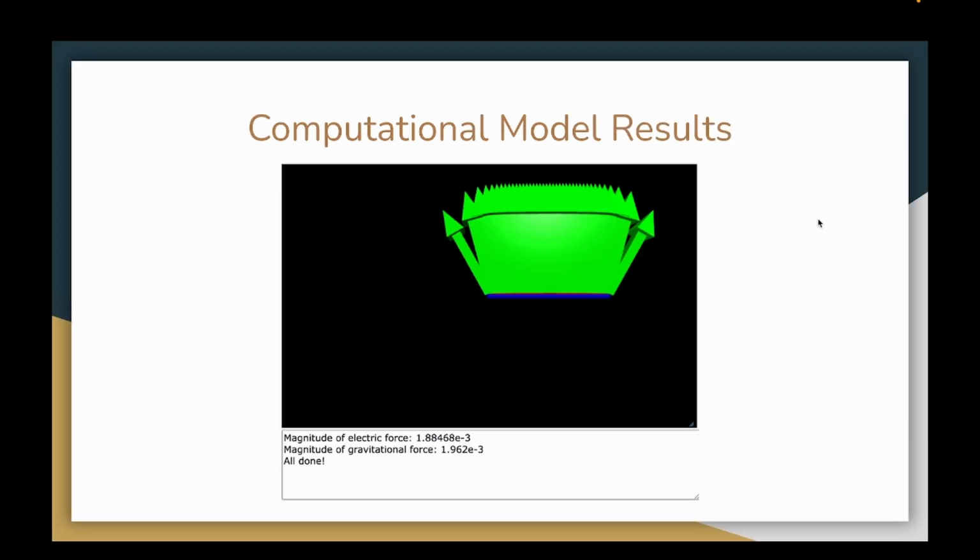So let's look at the results of the computational model. The blue tape is the bottom tape, the red tape is the top, and they're pretty close together, but they are a distance apart. And you can see the arrows from the electric force from the bottom tape pushing the top tape up, and those are these green arrows. And down here you can see the magnitude of the electric force and the magnitude of the gravitational force displayed.